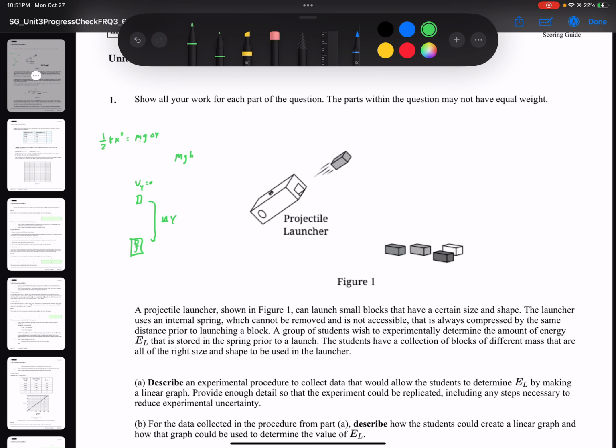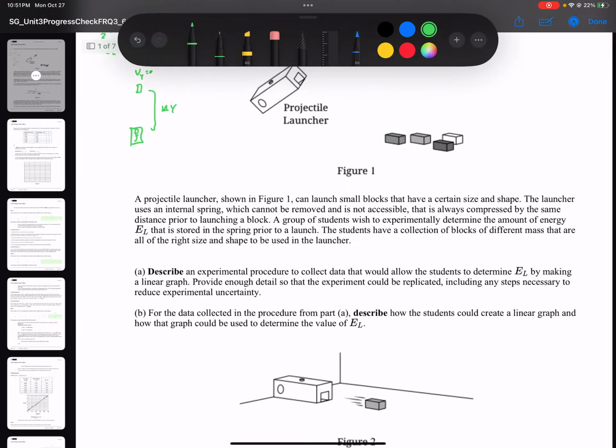So a heavier block, because the energy in the spring is constant, right? This is the energy of the launcher, all right? We're not changing anything about the launcher, all right? So the blocks are all going to have the same final energy, but if the blocks are heavier, they're not going to go up as high, right? So a block that's twice as heavy, for example, is only going to go up half as high, all right? Or twice as massive, I should say.